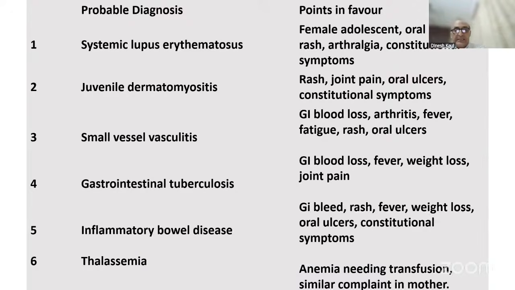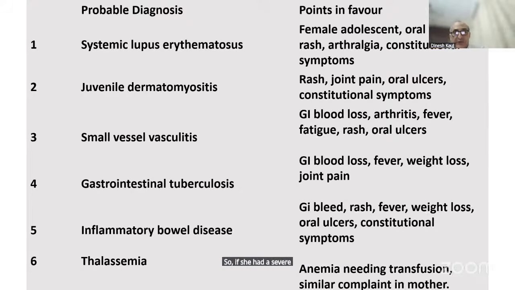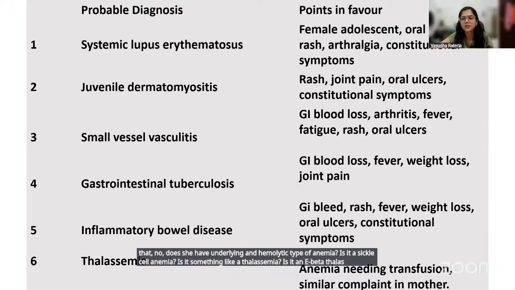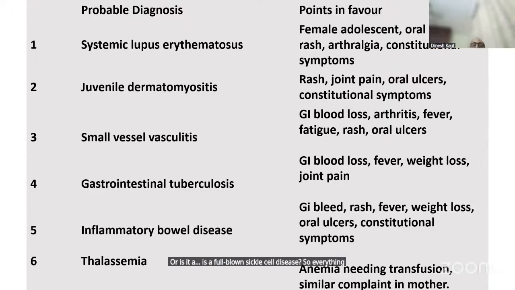She's not from a sickle cell belt. She's not from Orissa, Madhya Pradesh, or Maharashtra. So if she had a severe anemia, required transfusion on a few occasions, and the doctor said that she requires frequent transfusions, I might think: does she have an underlying hemolytic type of anemia? Is it a sickle cell anemia? Is it something like a thalassemia? Is it an E beta thalassemia? Could it be a full blown sickle cell disease? So everything needs to be considered.